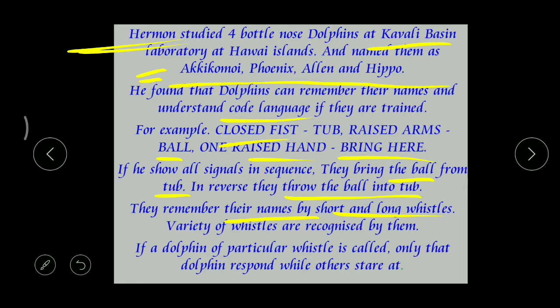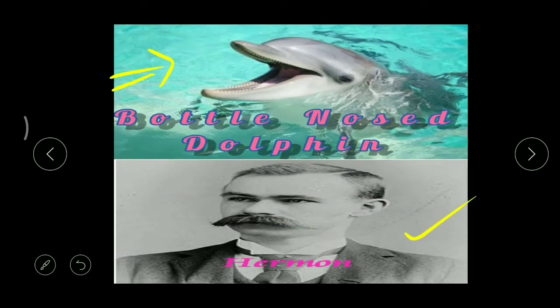Alright, in this way, we can find a very different type of behavior in these animals, and we can say they are very, very intelligent. So this is the bottlenose dolphin, and the scientist is Hermann.